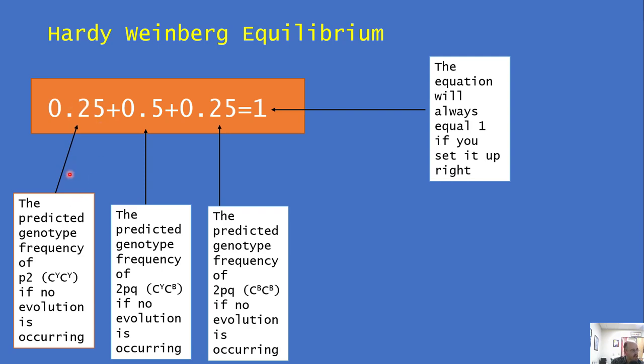Now, let's look at it. What does 0.25 mean? That's the predicted genotype frequency of p squared, or CYCY, in this population if evolution was not occurring. That middle number, 0.5, is the predicted genotype frequency of the heterozygous, or CYCB, if no evolution was occurring. And lastly, 0.25 is also the predicted frequency of CBCB if no evolution is occurring. So this is what we should see in our population if evolution was not happening.